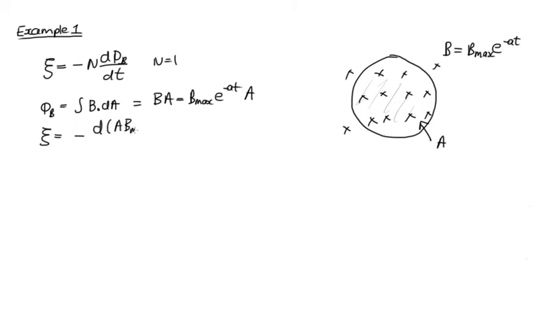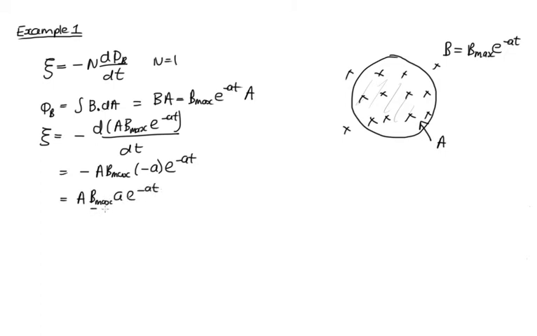A B max e to the minus at dt. And differentiating this with respect to time, we've got minus A B max. Those two constants can come out the front, then we differentiate the e to the minus at. When we do that, we get minus a times e to the minus at. And so this is equal to A B max little a e to the minus at. And we can see B max times e to the minus at, that's just B. So we could write this as a, B, A if we wanted to.